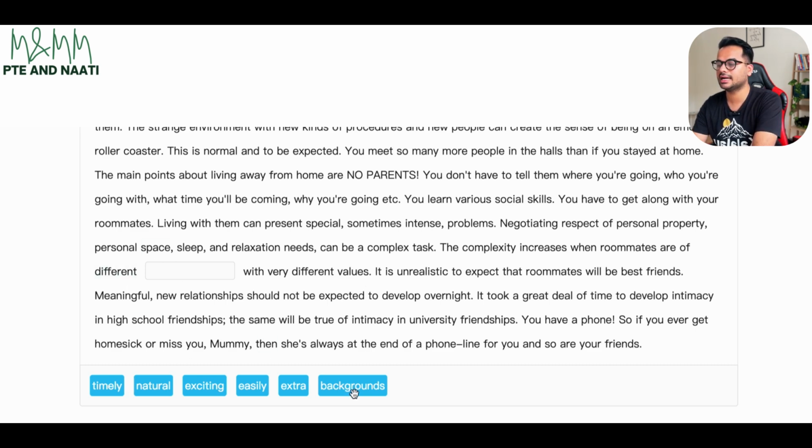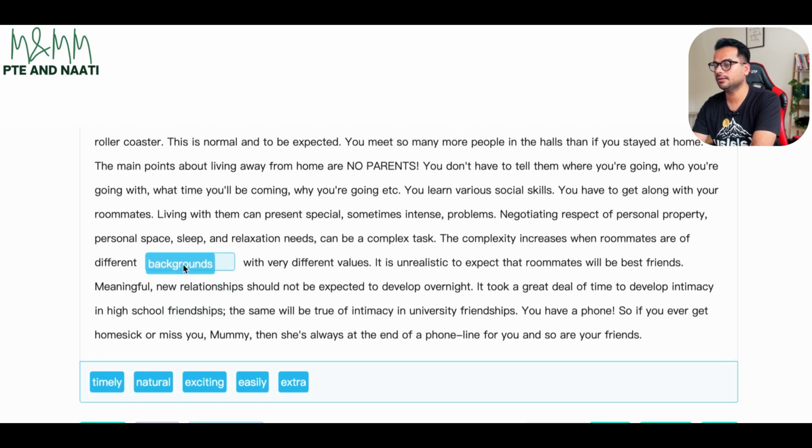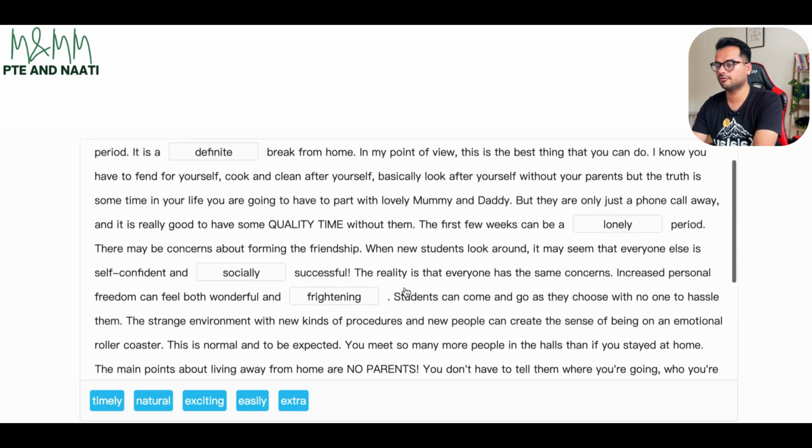Different backgrounds already sound like the right answer. And different timely, different natural, different exciting doesn't make sense, different easily, different extra, different backgrounds sound like my right answer. So the complexity increases when roommates are of different backgrounds with very different values. And that absolutely makes sense. And that is the end of the paragraph pretty much.